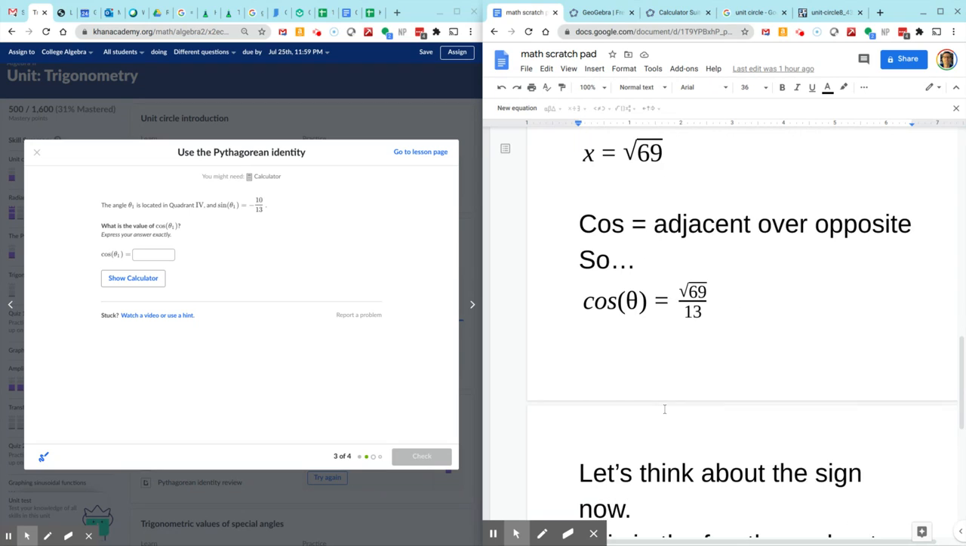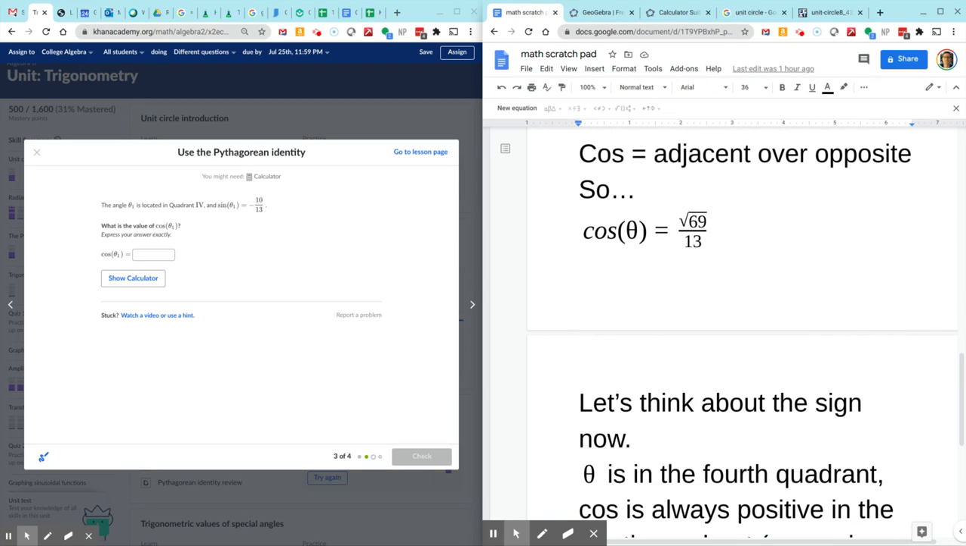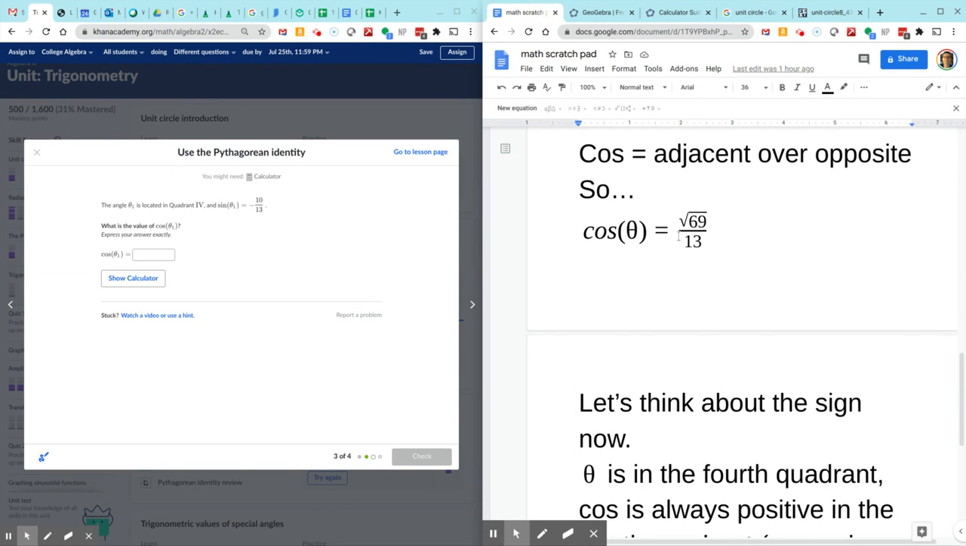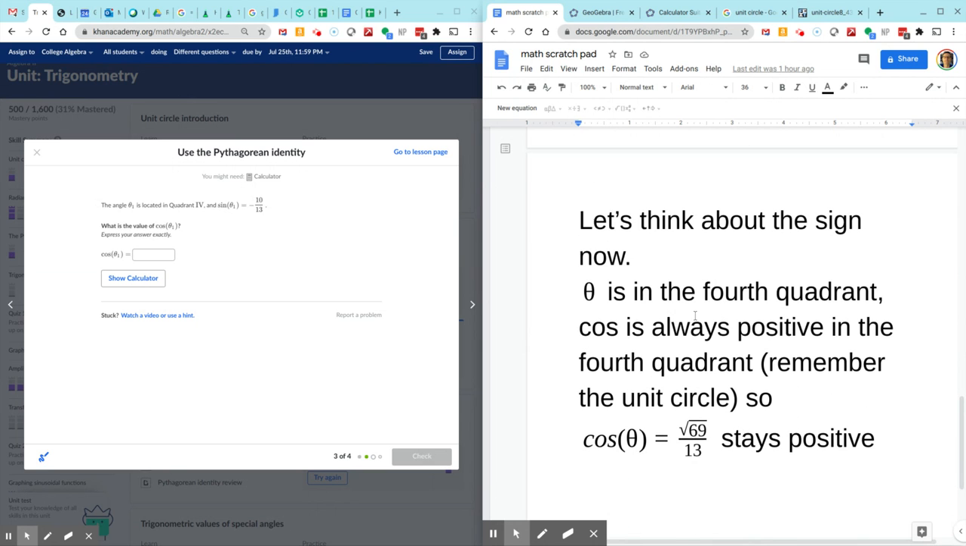Now we want to think about the sign. We're told that the angle is in the fourth quadrant, and we need to think, in the fourth quadrant, are the values for cosine positive or negative? On the unit circle, the cosine is always associated with the x value. So in the first and the fourth quadrant, cosine is always positive. So we're not going to add a negative and just keep it positive, the square root of 69 over 13.